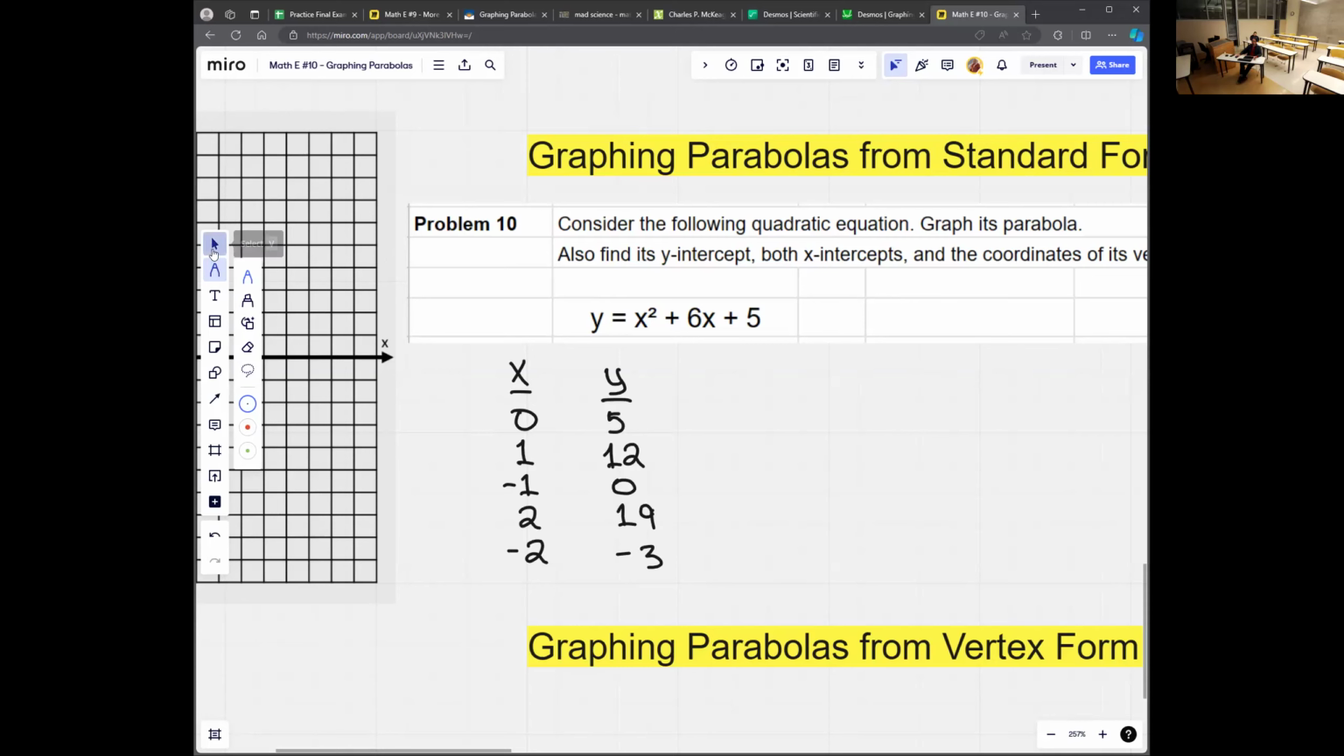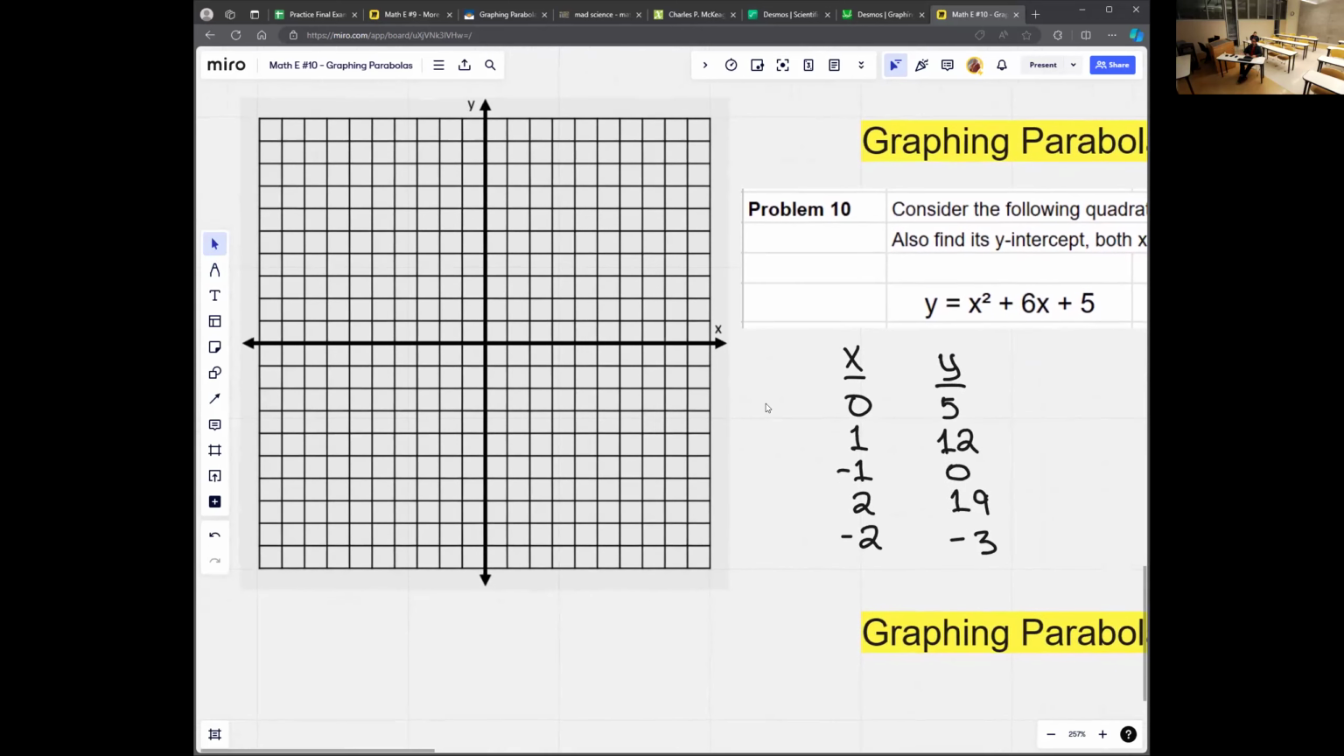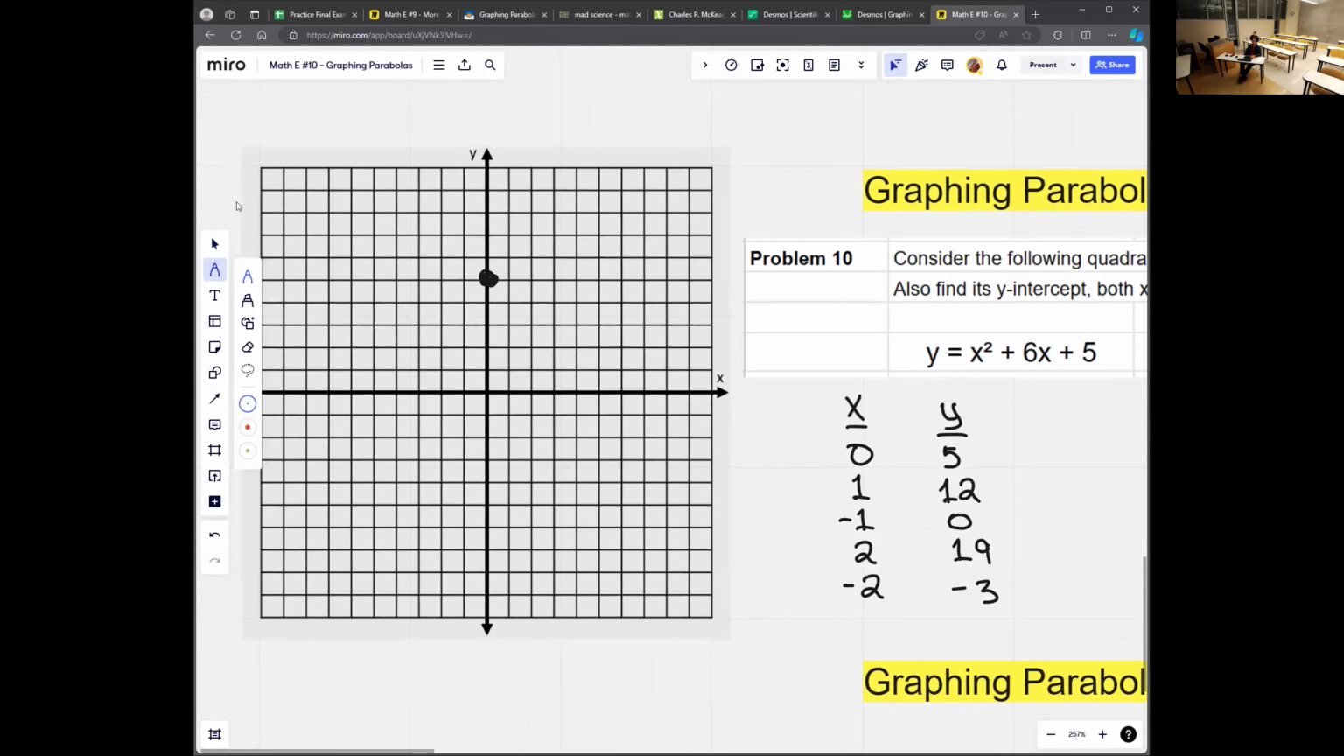So I can graph all of these and see what I get. So 0, 5, 1, 2, 3, 4, 5. 1, 12, 5, 6, 7, 8, 9, 10. I have to go up a little higher. -1, 0. 2, 19, that's way up in space. -2, -3. So my parabola is like this, and I'm still not sure kind of where the bottom is.